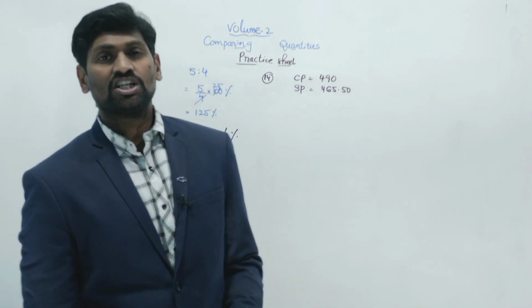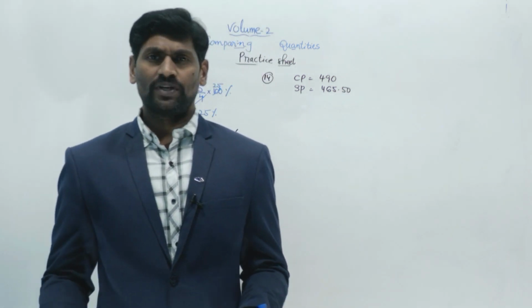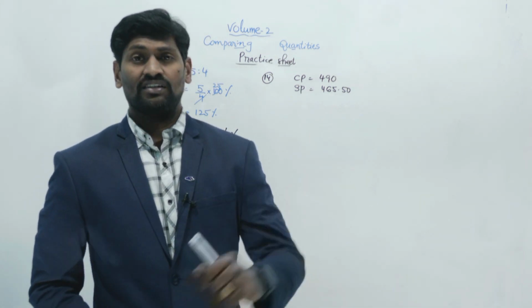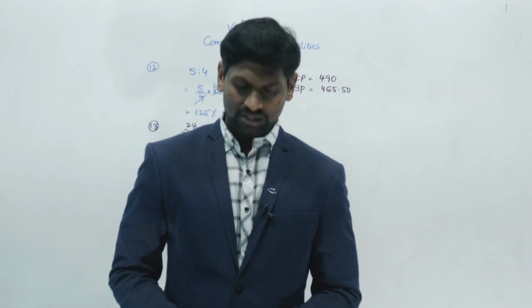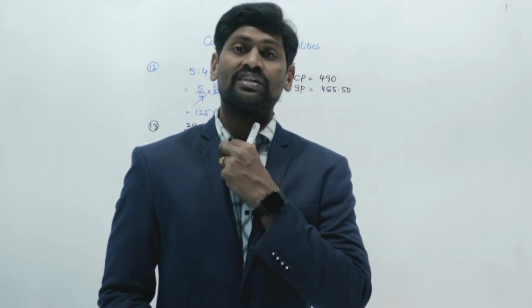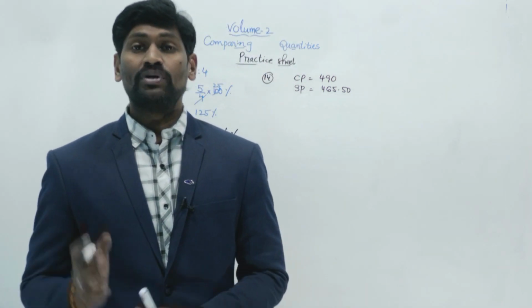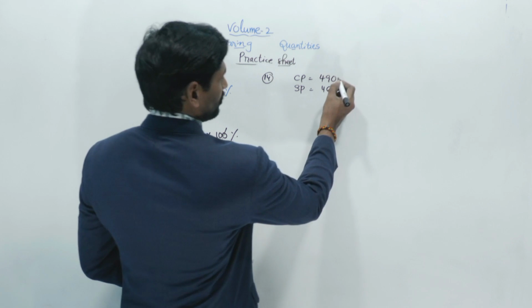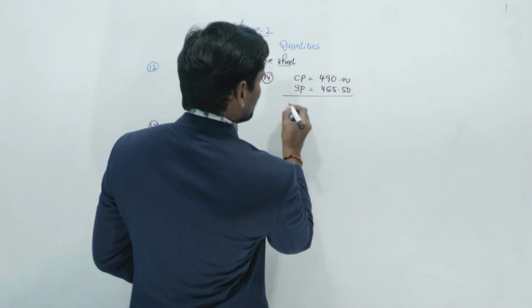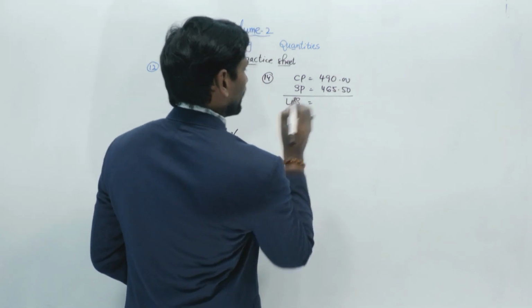Actually, which is more? Is the selling price more, or is the cost price more? Cost price is more, selling price is less. We will definitely get a loss. So we need to find the loss percentage. Let us try to find how much loss we got. What is the loss formula? CP minus SP, cost price minus selling price.